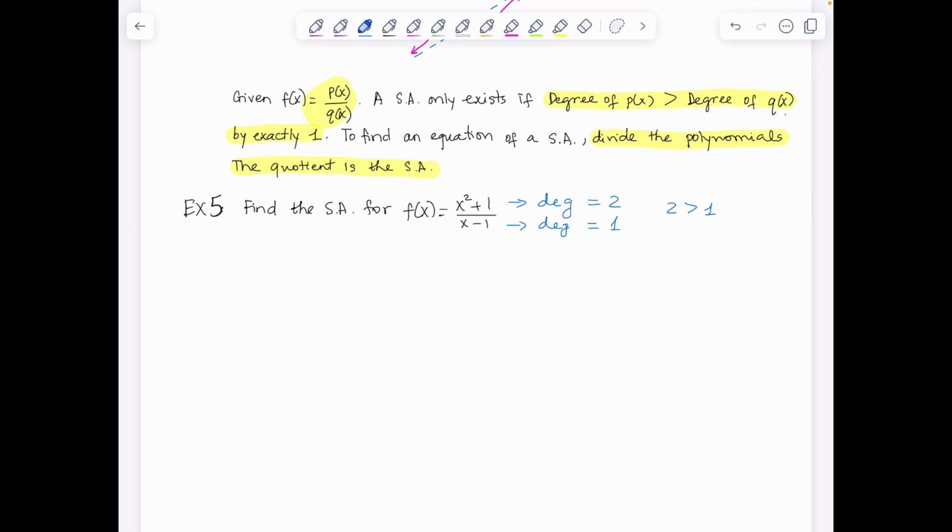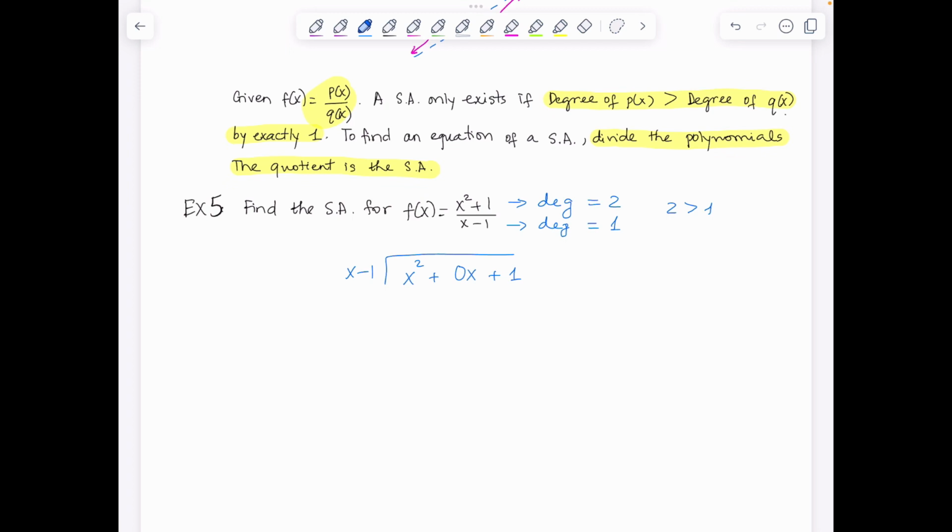To find it, we are going to divide these polynomials here, and you can either use long division or synthetic division here. I am going to use long division. So first we set up the dividend, which is the numerator, x squared. Looks like the x term is missing, so I'm going to insert the term 0x and then bring down the plus 1. And then for the divisor, we have x minus 1.